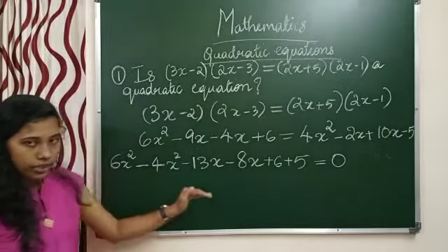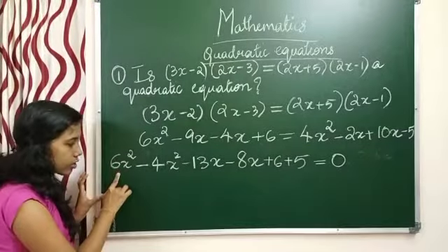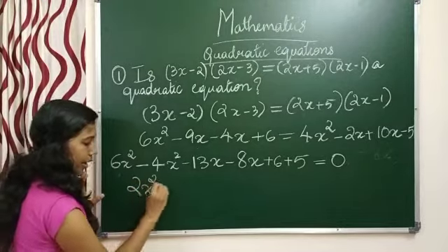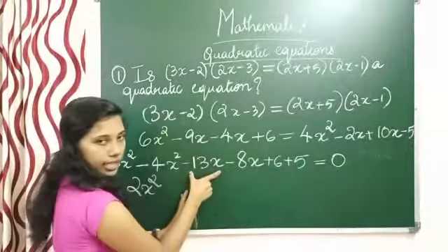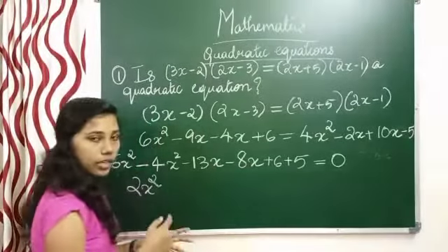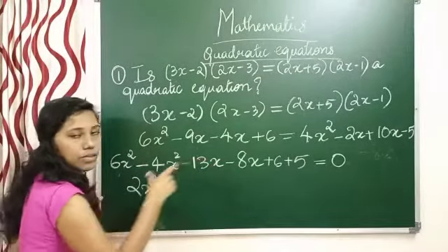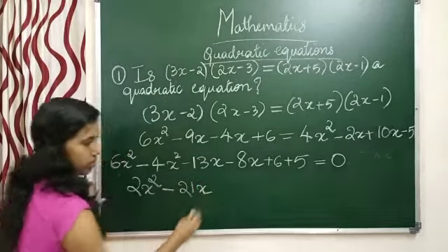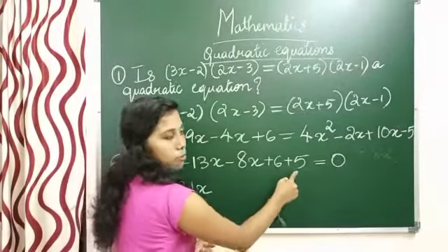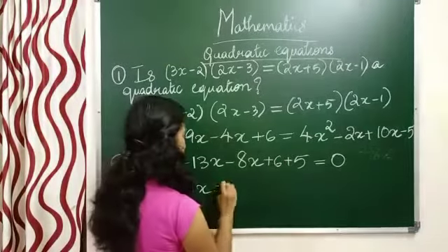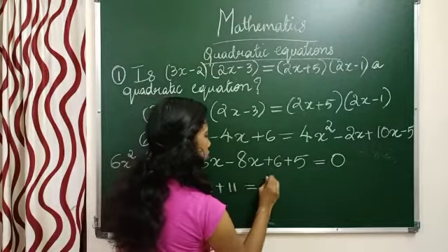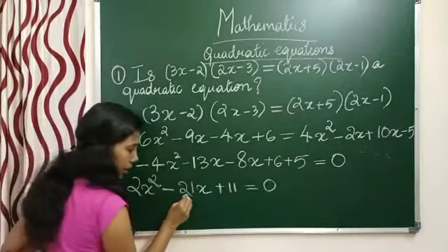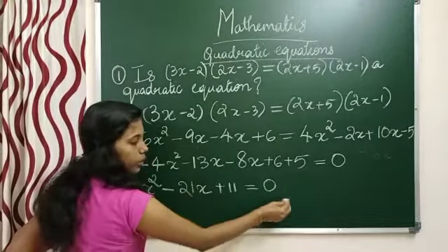Then we have to solve. So we have to subtract here, that is 6x square minus 4x square. It becomes 2x square. Then we have minus 13x and minus 8x. Here we have to add it and put the same sign. So we will get minus 21x. Then we have plus 6 and plus 5. On adding it, we get plus 11 equal to 0. So we have 2x square, then minus 21x, then plus 11 equal to 0.